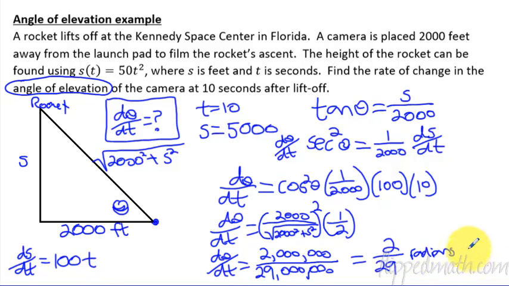Radians per, now what are we doing? We've got to look up here. T is in seconds. So 2/29 radians per second. So as the rocket is flying straight up in the air, the angle of elevation of the camera is having to change, at that exact moment at 10 seconds, by 2 over 29 radians per second. Holy cow, awesome problem. Let's go to our last one.